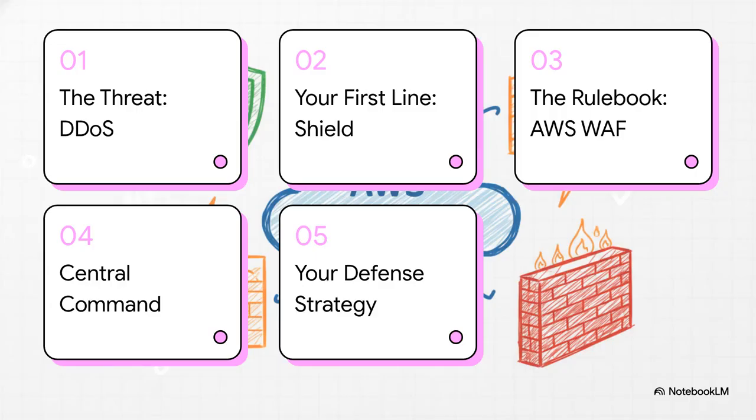Okay, so here's our game plan. First, we've got to understand the enemy, right? So we'll break down DDoS attacks. Then we'll look at the tools AWS gives us to fight back. That's Shield, WAF, and Firewall Manager. And to wrap it all up, we'll see how they all fit together in a real-world defense strategy.